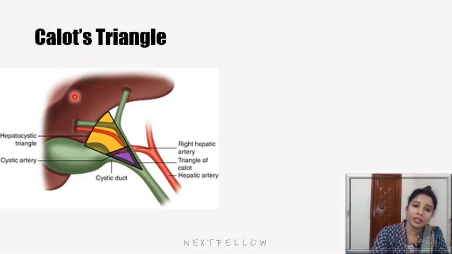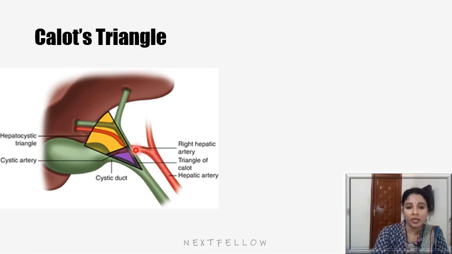And now Calot's triangle, which is clinically quite important, also called the cystohepatic triangle. It is a small anatomical space in the abdomen, located at the porta hepatis of the liver, where the hepatic ducts and the neurovascular structures enter and exit the liver. So this is the hepatic duct, and this is the hepatic duct, and these are the neurovascular structures entering and exiting the liver.